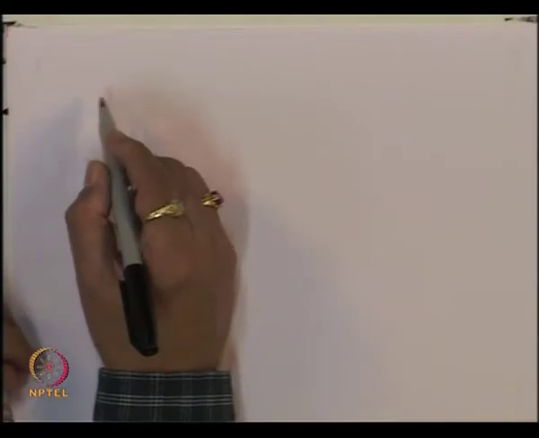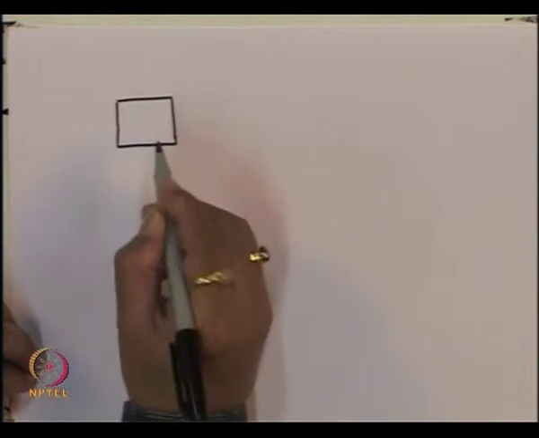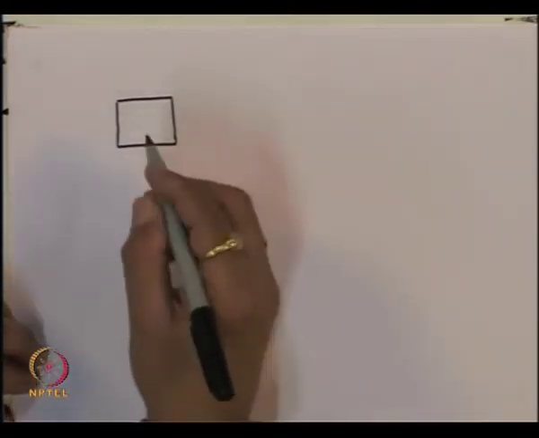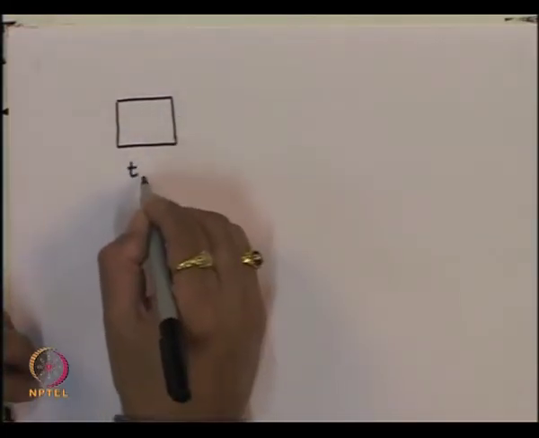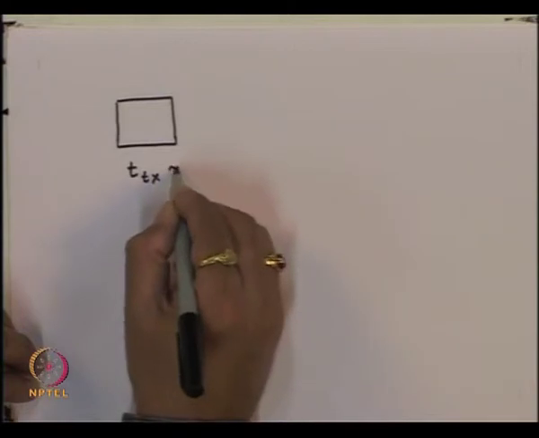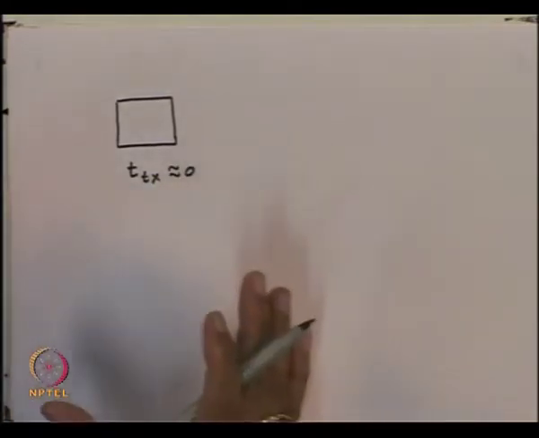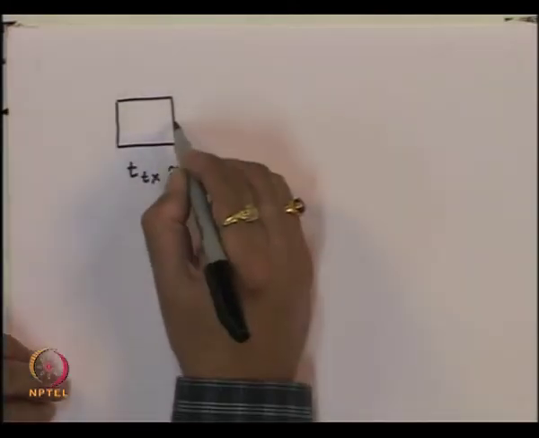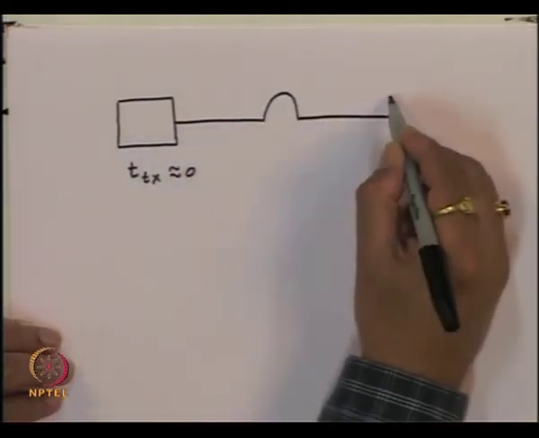Let us say I am using a laser transmitter, and let us say that the rise time for the transmitter is negligibly small. So, let us say Tx is very close to 0. Most of the rise time is coming from the optical fiber, and let us consider a single mode optical fiber.